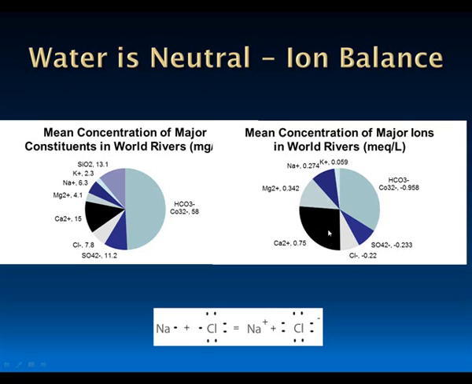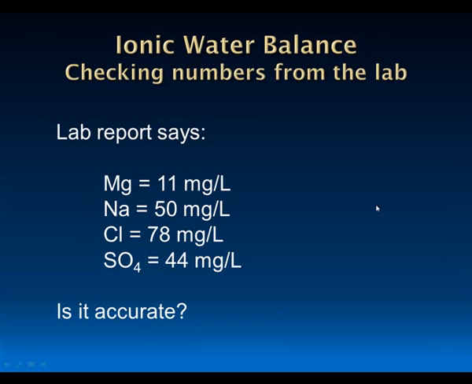For equivalents, we have to count up the total amount of negative charge and the number of molecules that are negatively charged, sum those up, and then balance them with the cations on this side. This can be a useful concept in a lot of contexts. One is to determine whether or not a lab report is accurate.